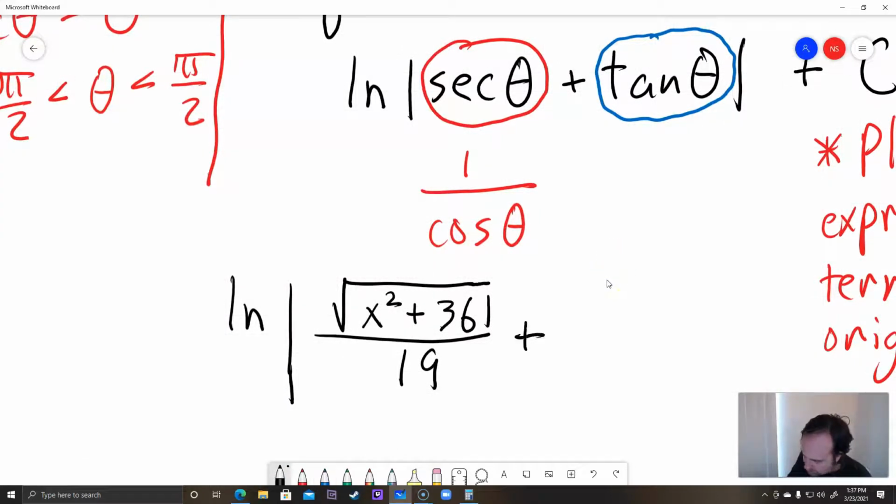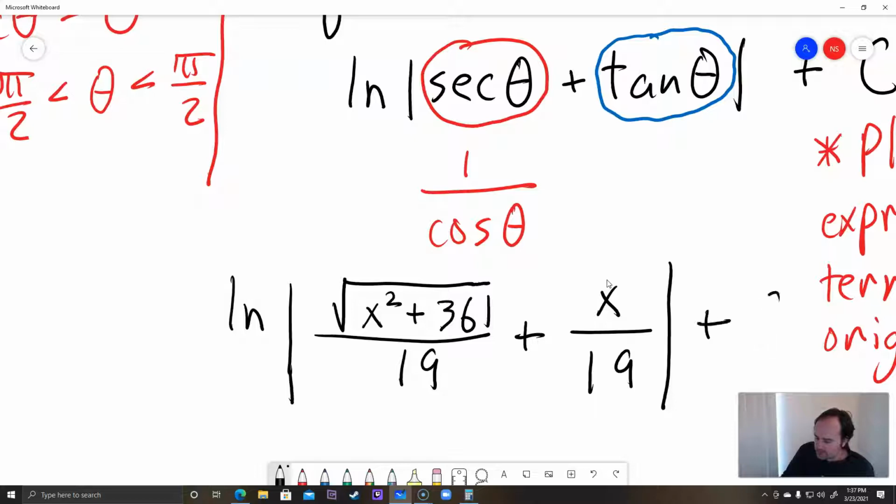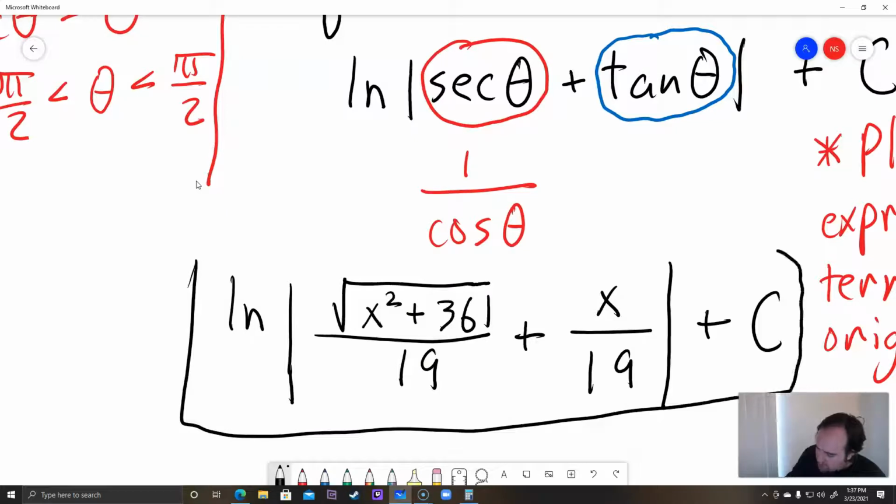So we're going to go ahead and plug in x over 19 for tangent of theta. So we have plus x over 19. And then, of course, we have a plus c at the end because this is an indefinite integral. You should just get in the habit of doing that. Even though these have the same denominator inside of here, they don't combine them together for whatever reason. So this is how they leave their answer in MyMathLab. So that's good. They got the same answer as us, so we did it correctly.